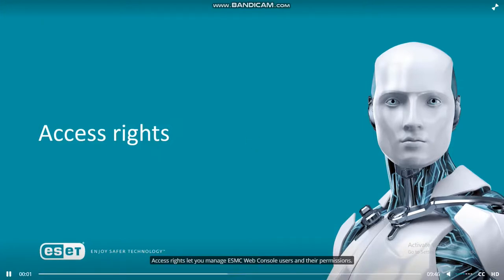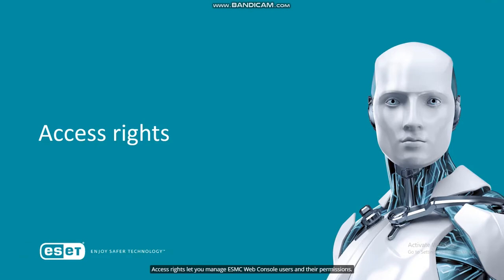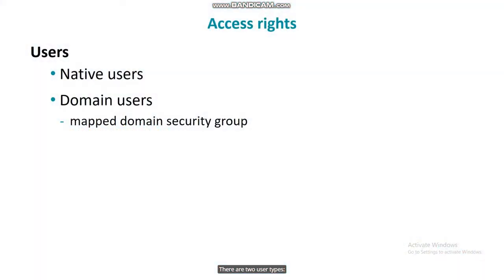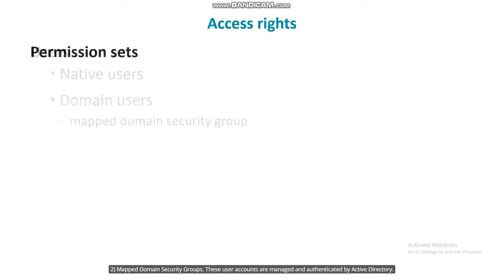Access rights let you manage ESMC Web Console users and their permissions. There are two user types. Native users' accounts are created and managed from the web console. Mapped domain security groups. These user accounts are managed and authenticated by Active Directory.